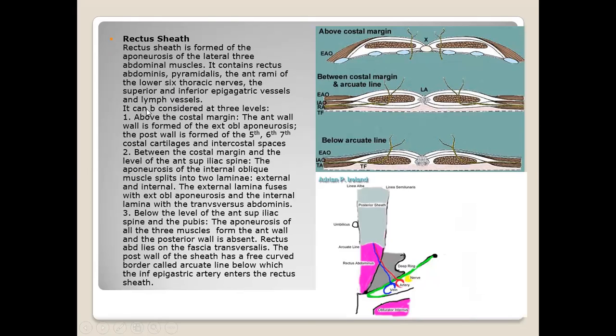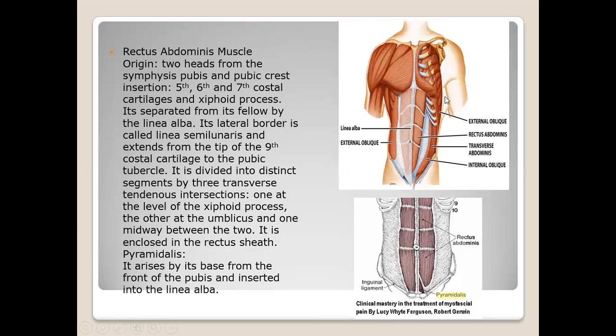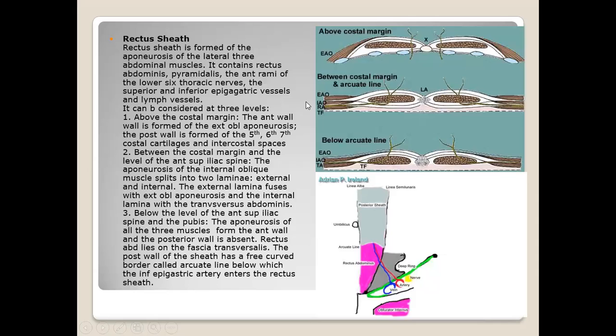Okay, it is considered at three different levels. As I said, we'll take a section at three different levels and try to see this rectus sheath covering the rectus, because it is different at three different levels. The first one is above the costal margin, somewhere here. If you take a section, what will happen?